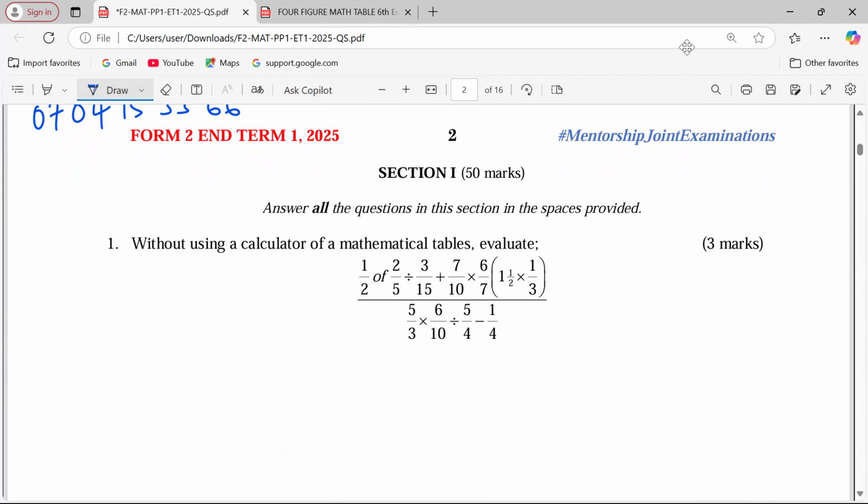Section 1, 50 marks. Actually, this is what we're going to cover in this live lesson.